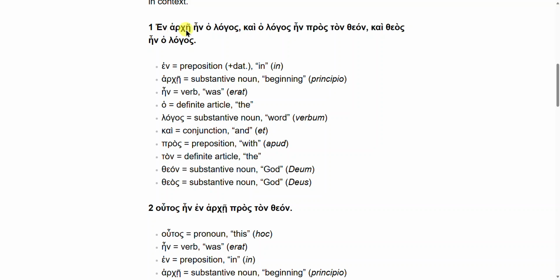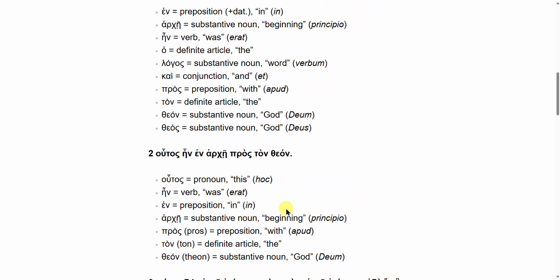En arche means in the beginning. This was in the beginning, pros ton theon. We saw that phrase also in the first verse. Pros ton theon, which we translated as with God. This, that is ho logos, ein, was, en arche, in the beginning, pros ton theon, with God. That's verse 2.